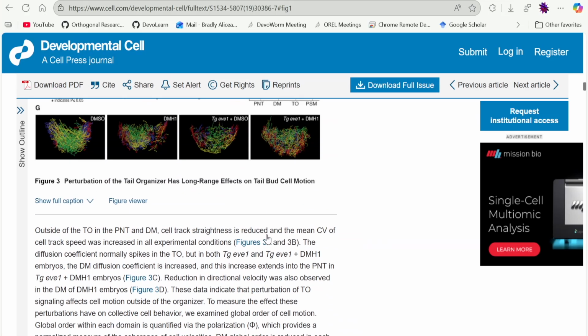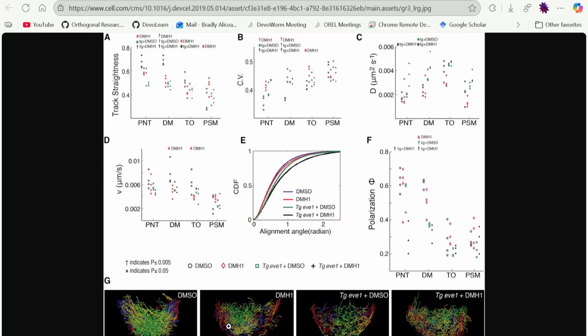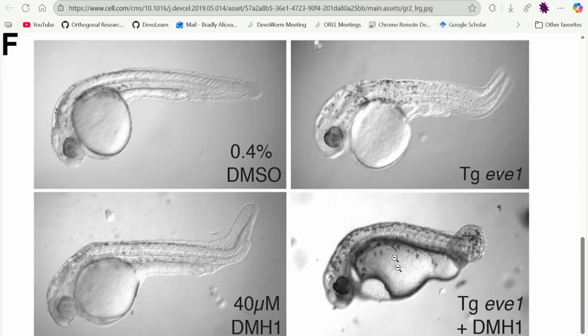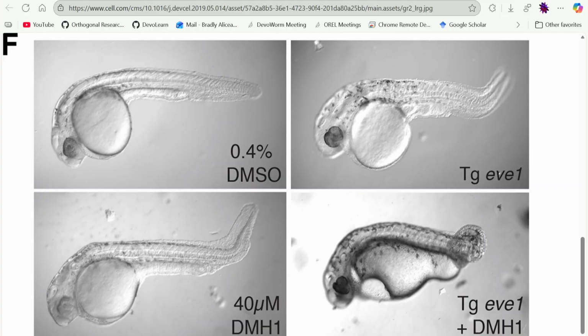You were going to say something? No, I was just looking at it. The most normal one is the top left. Yeah, the first one there is the most normal looking.